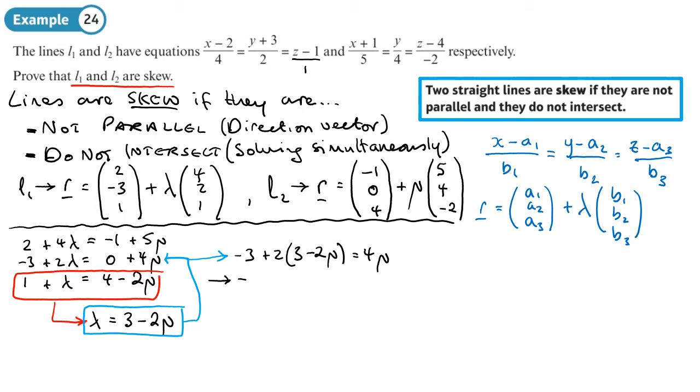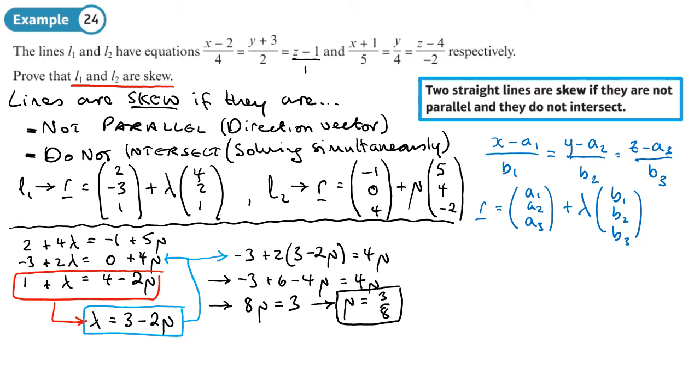So from there we'll have negative 3 plus 6 minus 4 mu equals 4 mu. So from there I will have 8 mu equals, because I'm adding 4 to both sides, negative 3 plus 6 equals 3, which will give mu equals 3 over 8. Okay, so now let's take that and plug it back into the first equation.